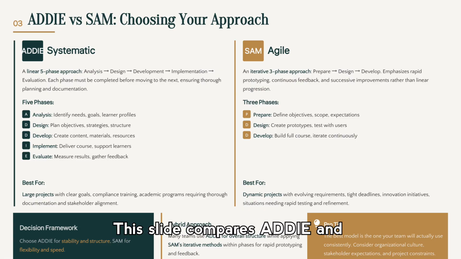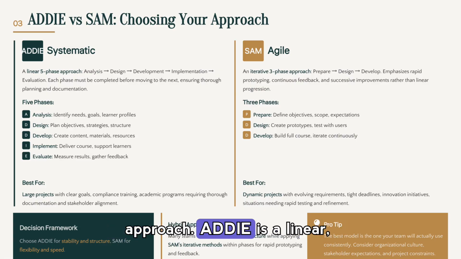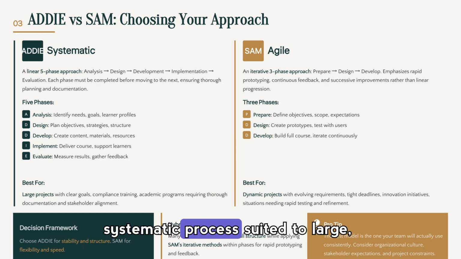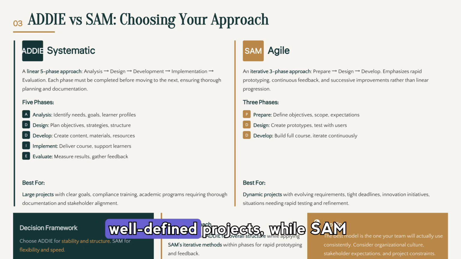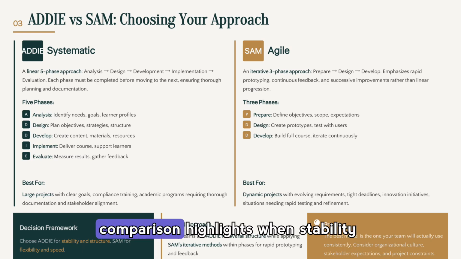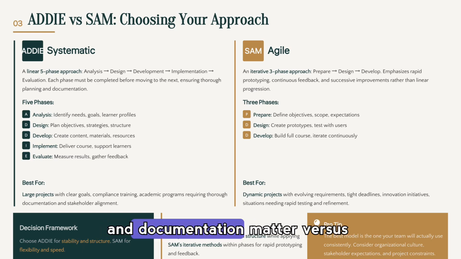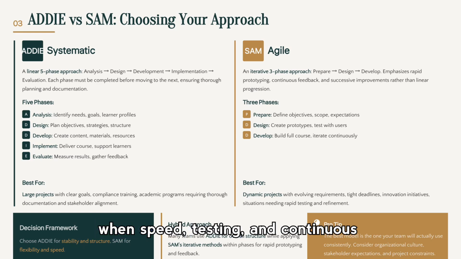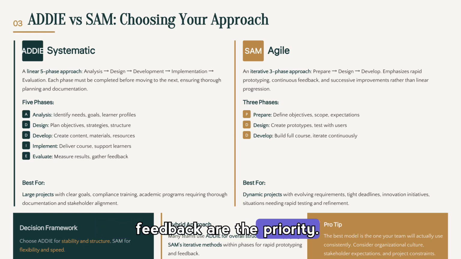This slide compares ADDIE and SAM to help you choose a design approach. ADDIE is a linear, systematic process suited to large, well-defined projects, while SAM uses rapid cycles and prototyping for iterative development. The comparison highlights when stability and documentation matter versus when speed, testing, and continuous feedback are the priority.